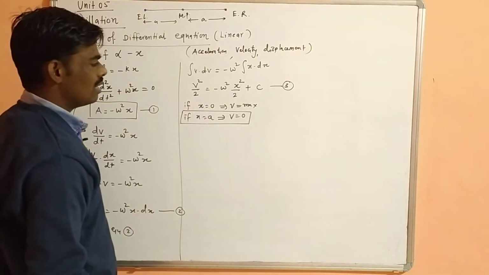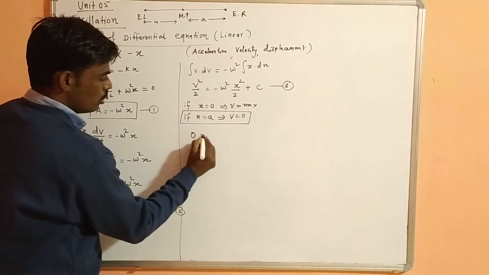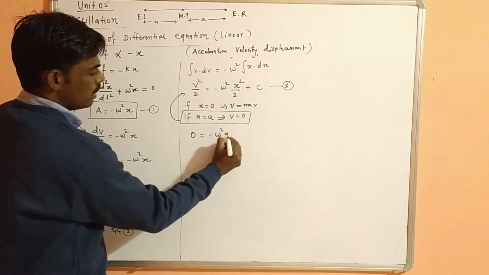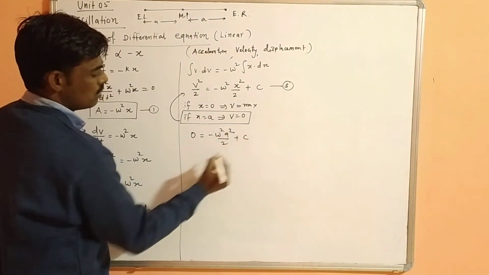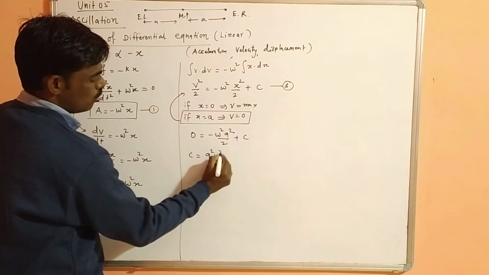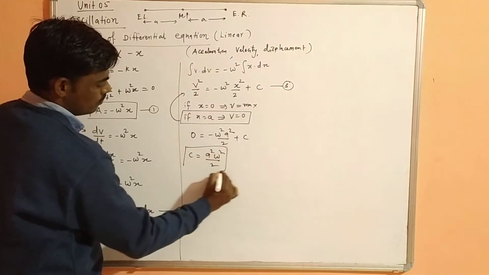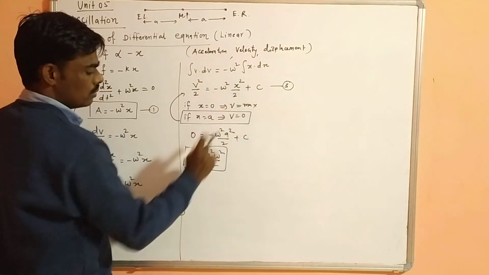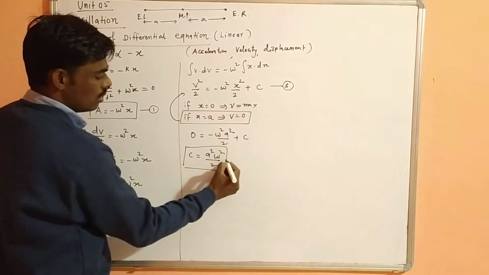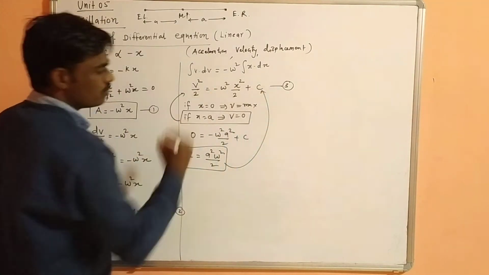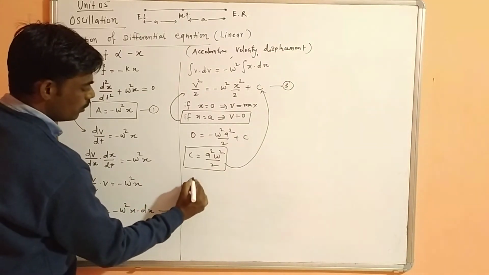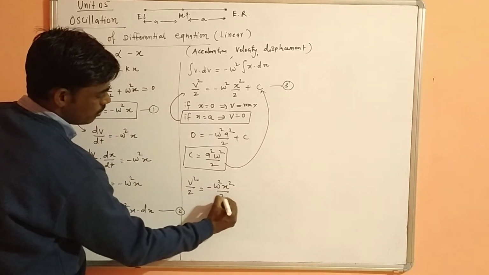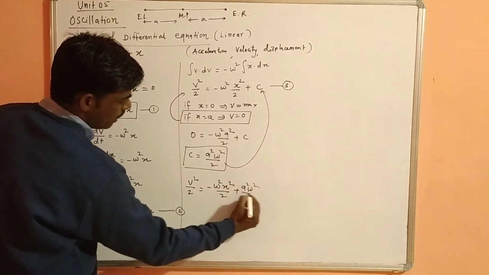Substitute here in equation 3. What do we get? 0 is equal to minus omega square a square by 2 plus c. That means c is equal to a square omega square by 2. From boundary value condition we have obtained c. Now substitute value of c in equation 3. What do we get? V square by 2 is equal to minus omega square x square by 2 plus a square omega square by 2.